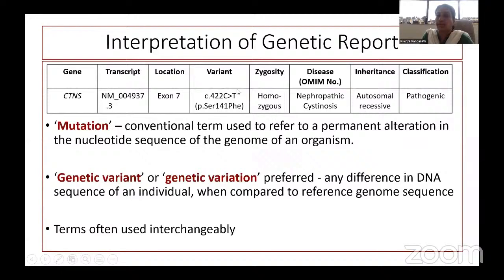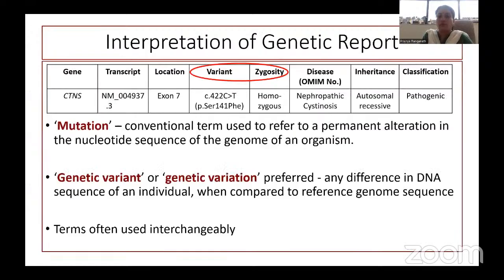So variant, what do you mean by a variant? Previously the term mutation was used. Even now, of course, it's quite commonly used. It's a conventional term which is used to refer to a permanent alteration in the nucleotide sequence of the genome of an organism. And genetic variant or variation is just any difference in the DNA sequence of an individual when compared to the reference genome sequence. So the terms mutation and variant are often used interchangeably.